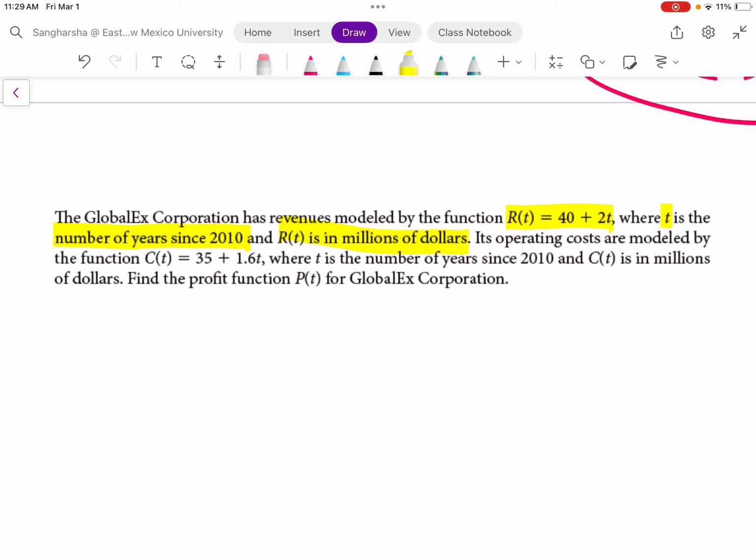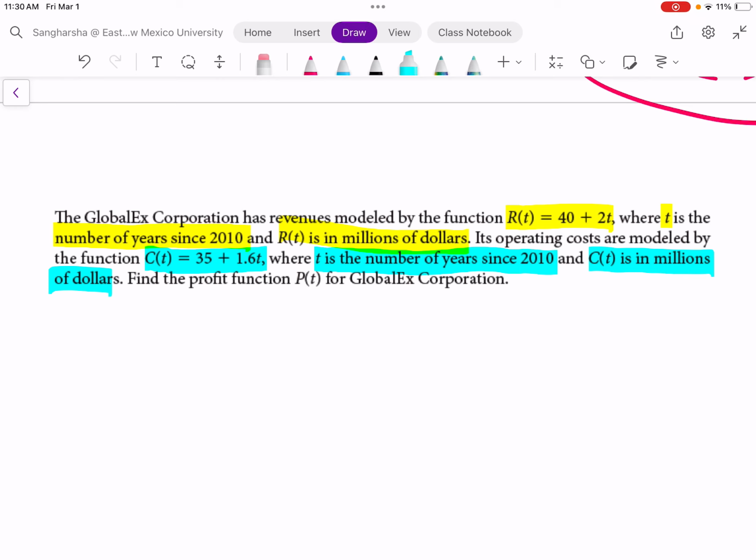Now its operating cost. We have a cost function. Operating cost is modeled by this function, C of t. This gives us the cost of operating, and t is the number of years since 2010. The cost function is also in millions of dollars. So what is the cost in 2010? What is the cost of operating in 2010? 35 million dollars, right?